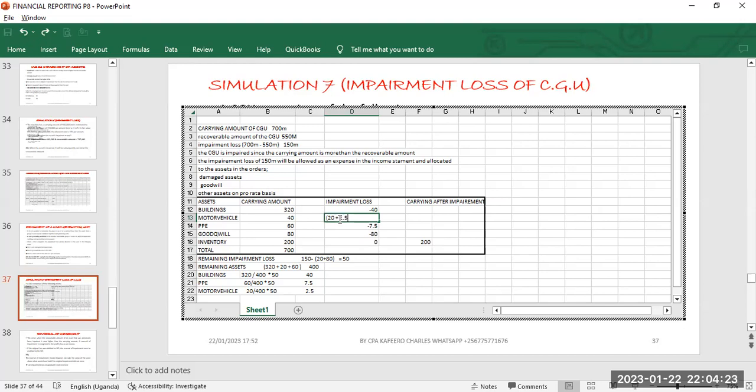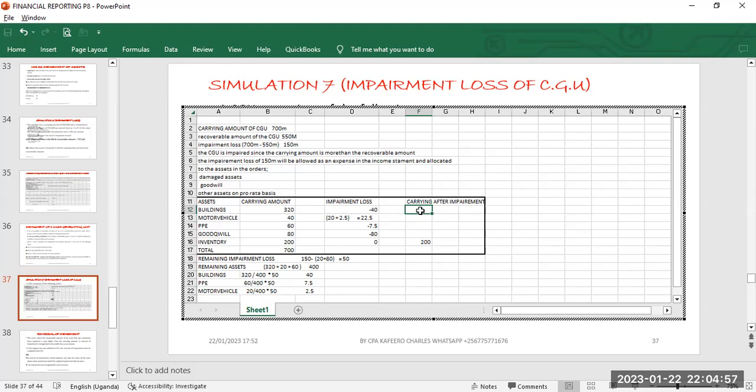And when you add the 2.5 plus the 20 million, you will be able to get 22.5 million. So now that 22.5 million is what we are going to be using as impairment. So we start lessing this one minus this one minus this. What you will get will be there.